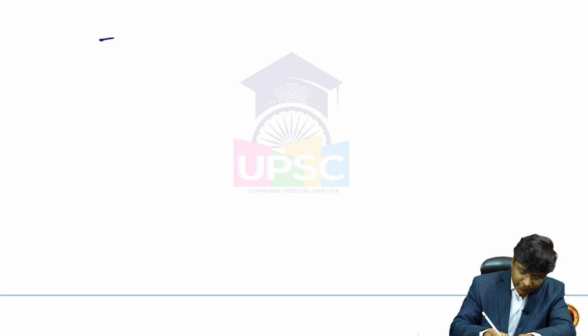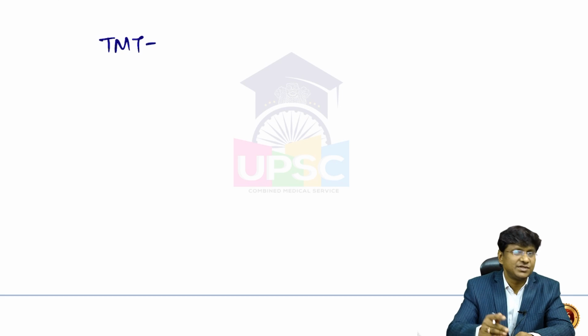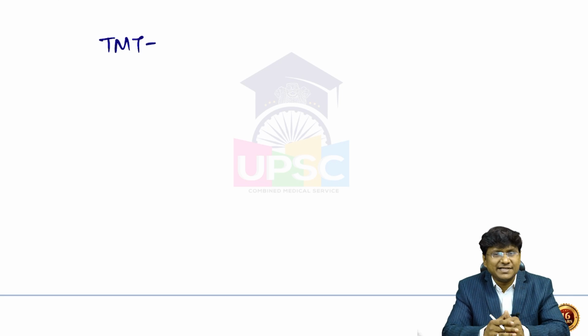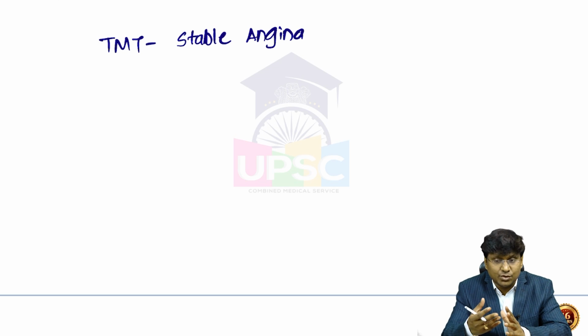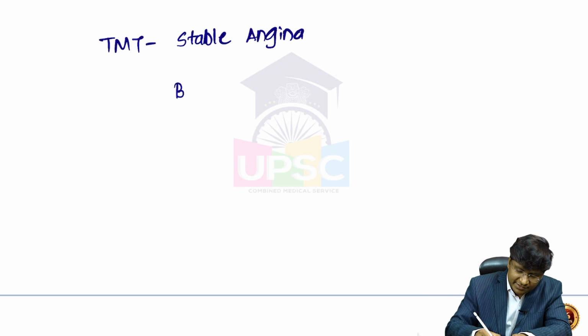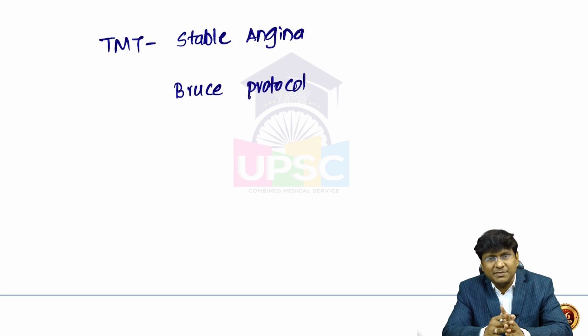If you take the discussion related to the treadmill test, this is nothing but the stress test. The group of individuals in whom you require a treadmill test for the diagnosis of underlying coronary artery disease is mainly patients with stable angina, right? They will require the stress test to diagnose the underlying coronary artery disease. And whenever the individual is doing the treadmill test, the protocol that we follow is the Bruce protocol for the diagnosis of the underlying ischemic heart disease.